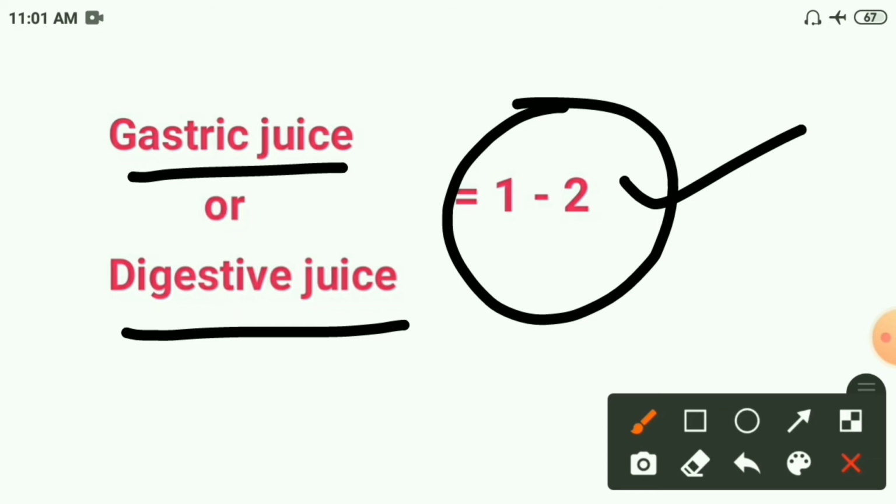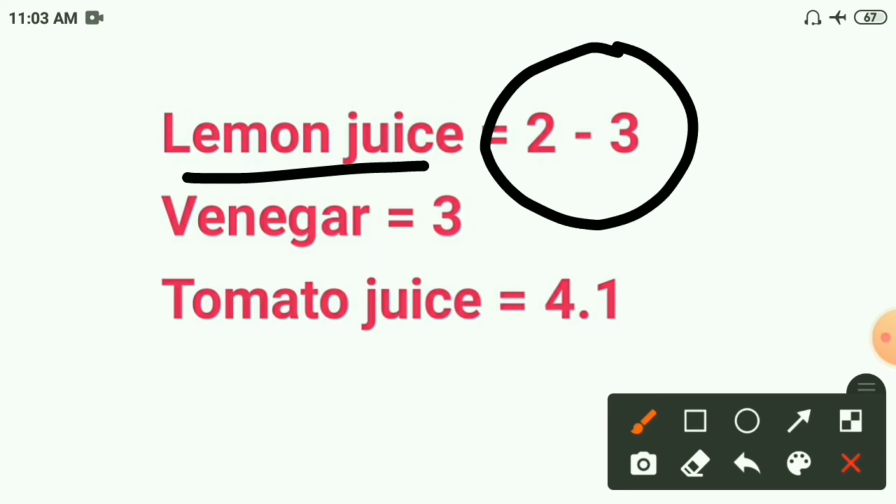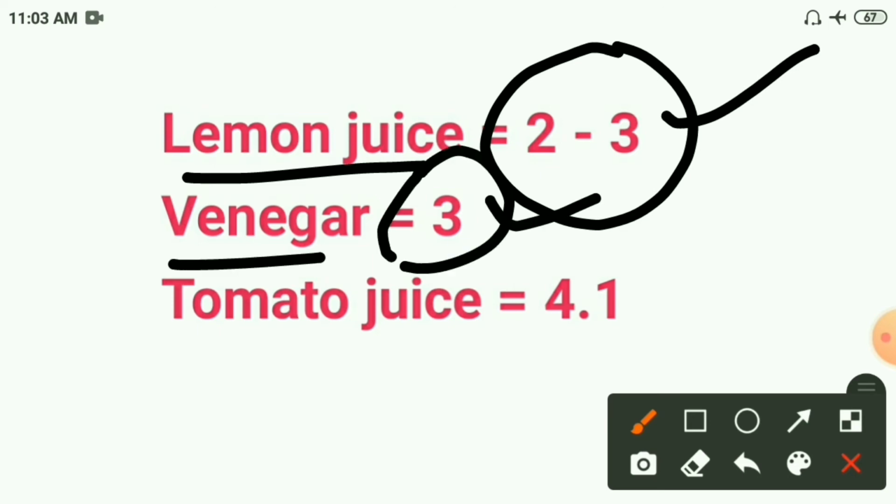That's why it digests our food. Next, pH value of lemon juice. Its pH value is between 2 and 3 in the pH scale. And vinegar pH value is 3.